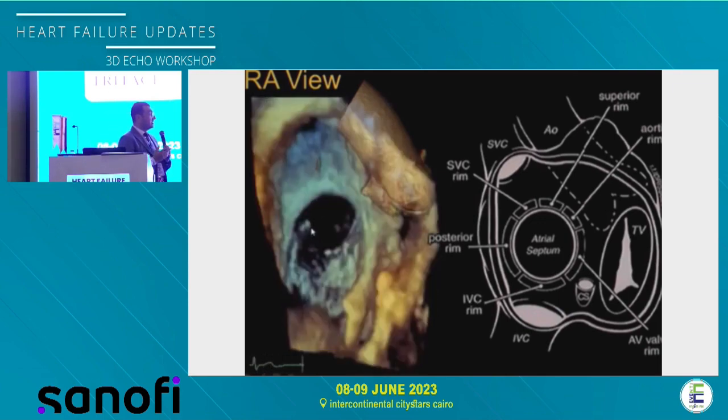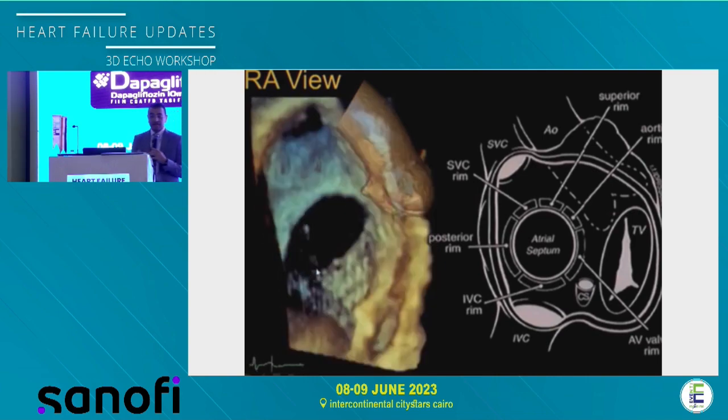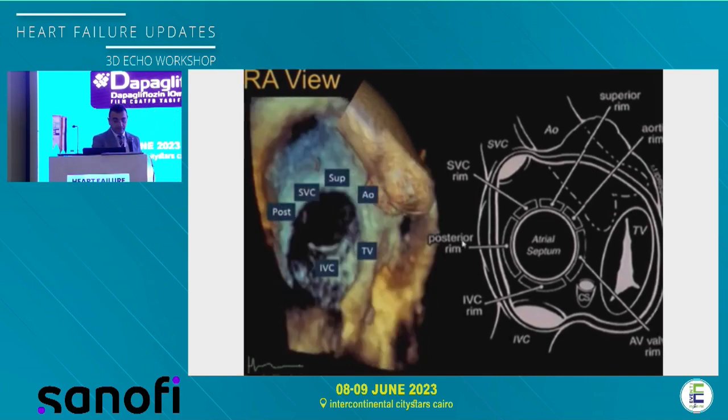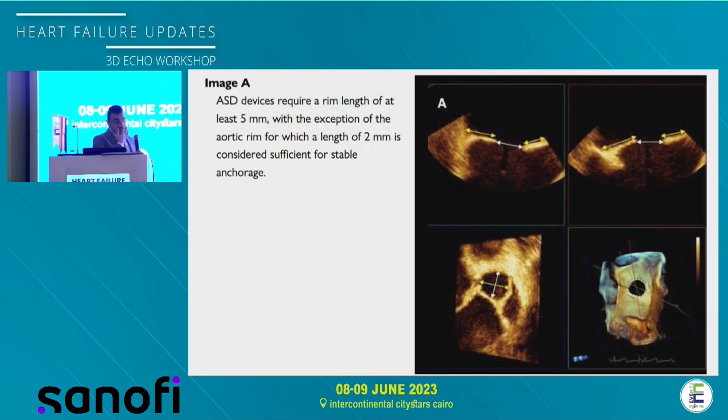I think we can all see that there is enough tissue around the defect. So without even measuring, you can say that you will have a stable device in this because you have sufficient rims. It also gives you a short glimpse of a deficient rim without needing to measure, like the image that you see below. You have here a deficient IVC rim. You have here a deficient aortic rim. You have a deficient SVC rim and a deficient right pulmonary vein rim if you're looking from the left atrial perspective. So with just a glimpse, you can say that they have a deficient rim or enough rims even without measuring. And this is how you measure this.